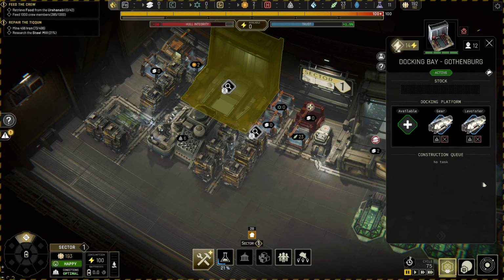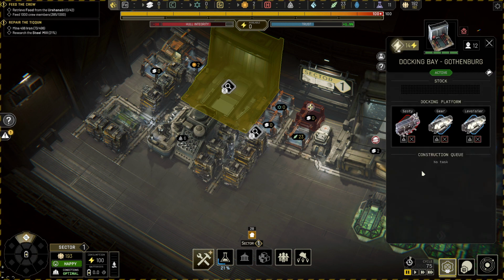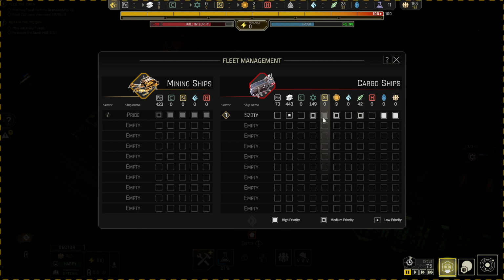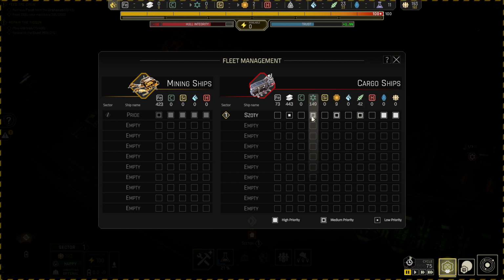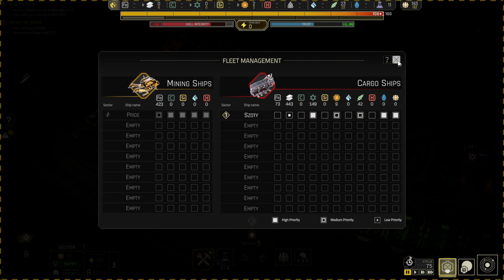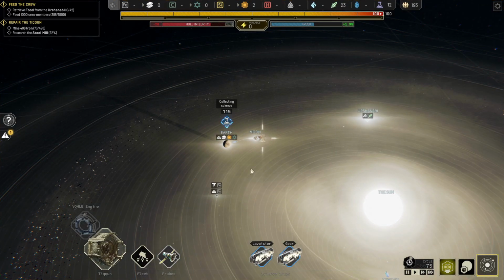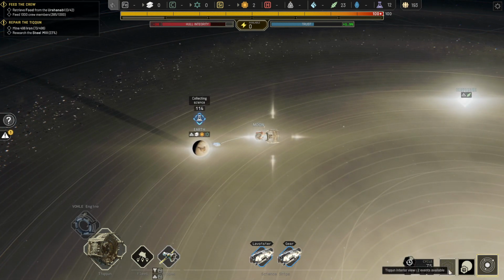Wait, I don't want you to build a ship. I want to assign an existing ship. There we go. I misclicked. I don't want to build a new ship just this second. But prioritize picking up the polymers, please. I thought I was waiting for the mine ship to come back, but apparently not. It's just me being silly.